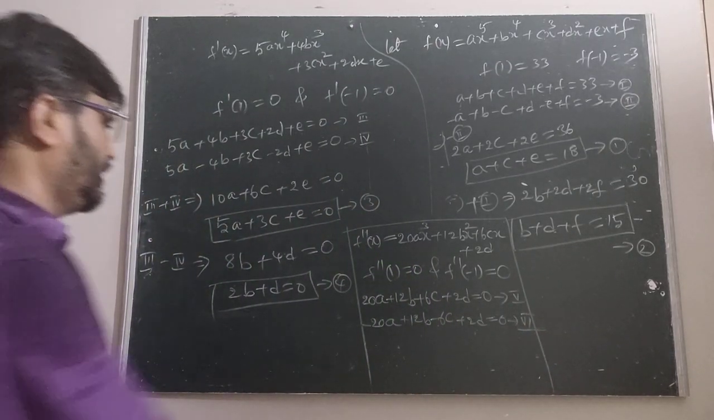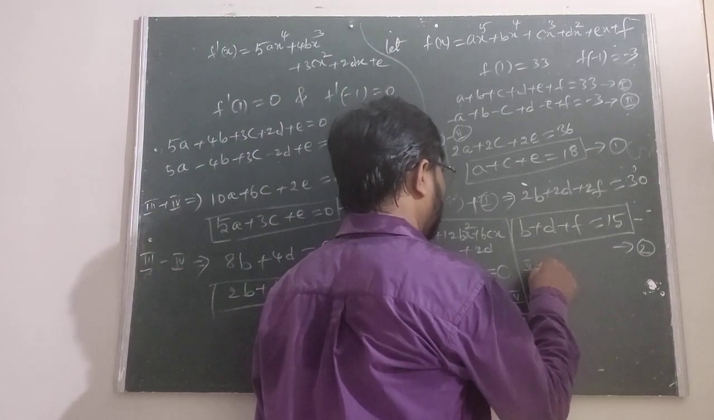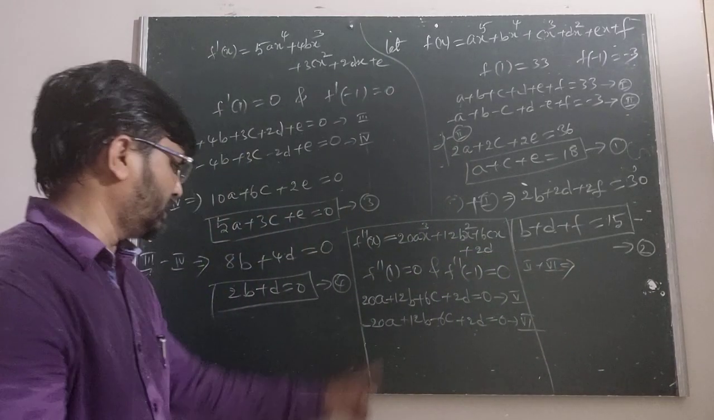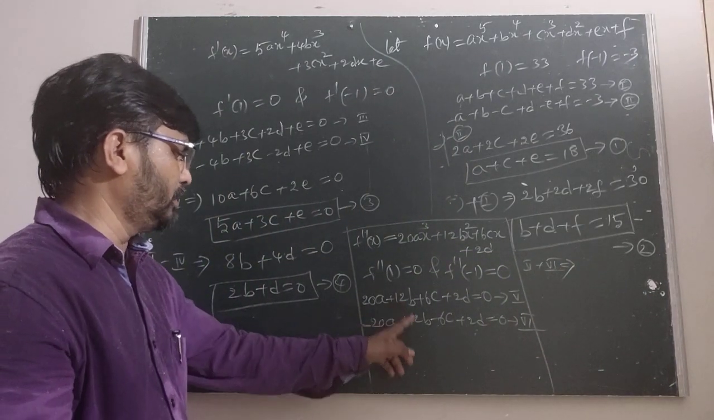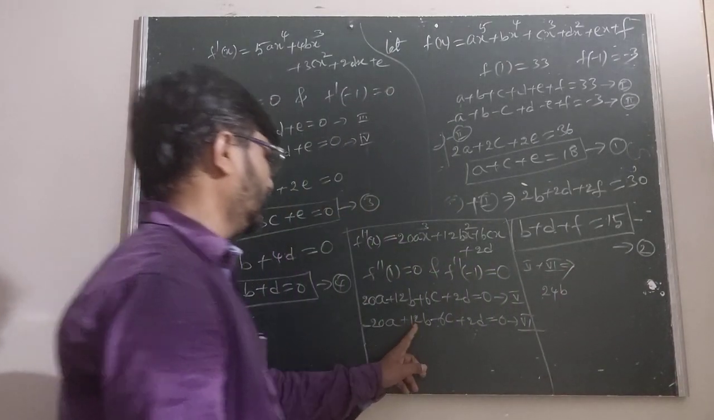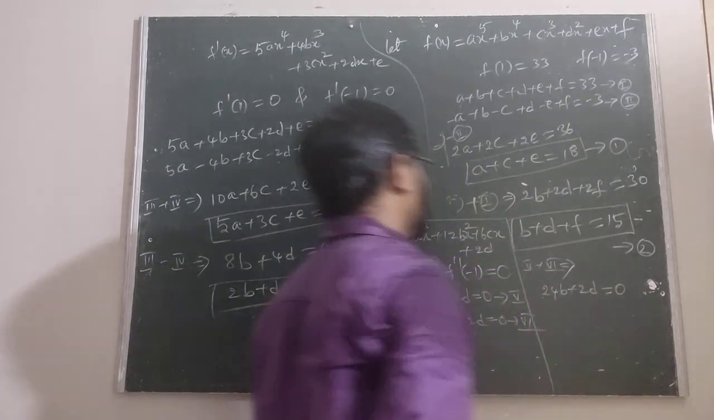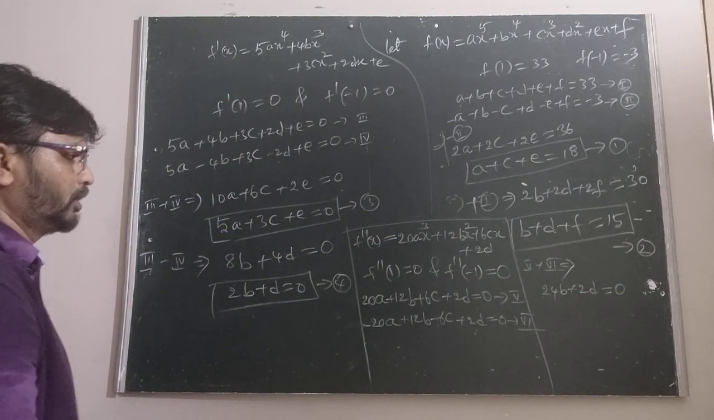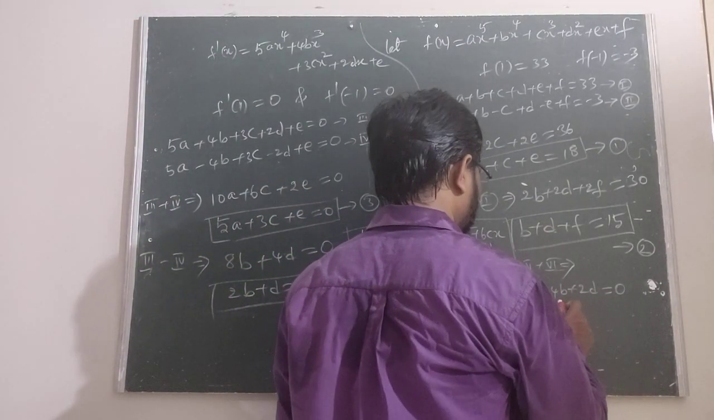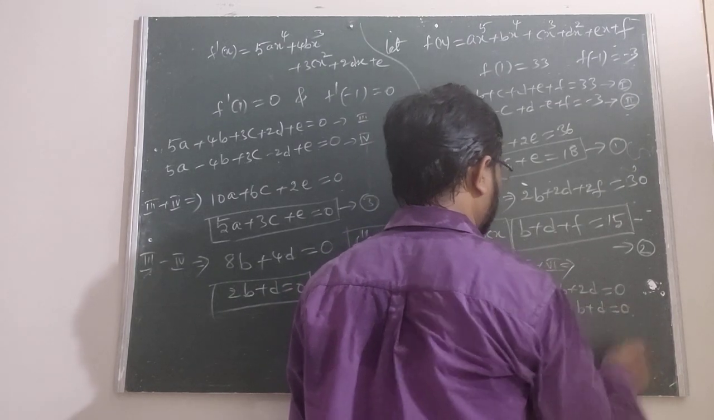Now, when we apply Roman number 5 plus Roman number 6, these two are cancelled. 12b plus 12b is 24b, and these two are cancelled. Therefore 2d equals 0. When we observe here, dividing by 2, we get 12b plus d equals 0.